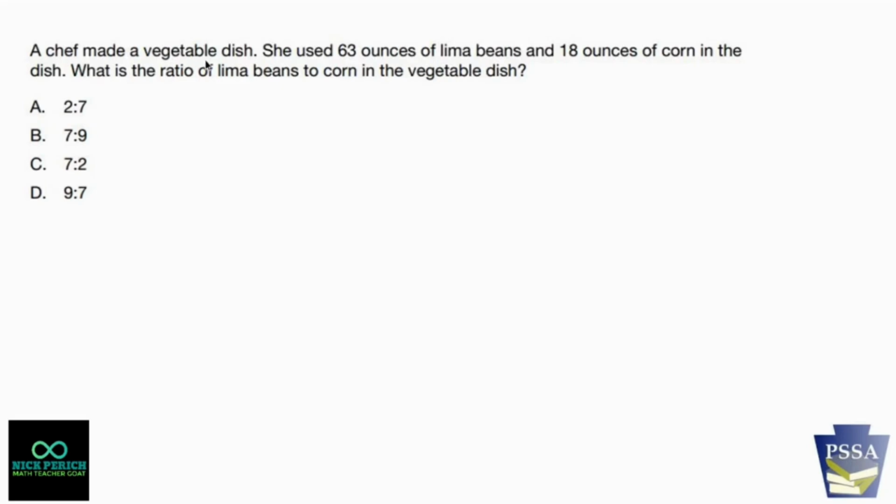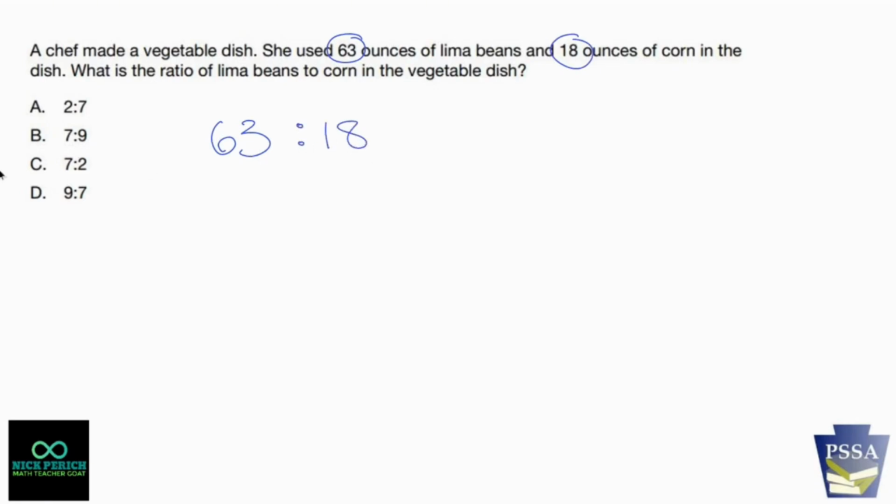A chef made a vegetable dish. She uses 63 ounces of lima beans and 18 ounces of corn in the dish. What is the ratio of lima beans to corn in the vegetable dish? Well, right now, lima beans is 63, so 63 to corn, which is 18.